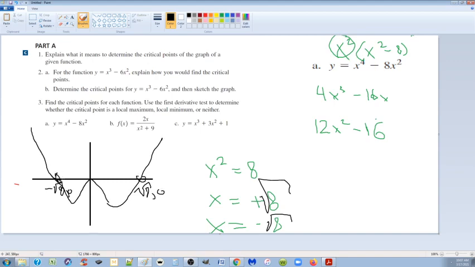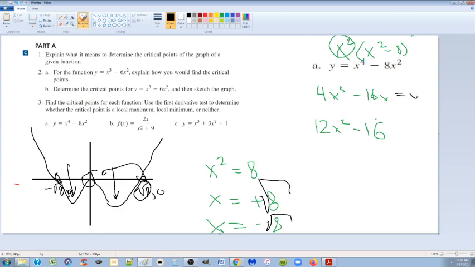So those are the 2 points, which means for the critical points I'm expecting, I know one right away. But the other critical points I'm expecting will be halfway between square root 8 and 0, and negative square root 8 and 0. That's important to know, just so that you can check for errors.